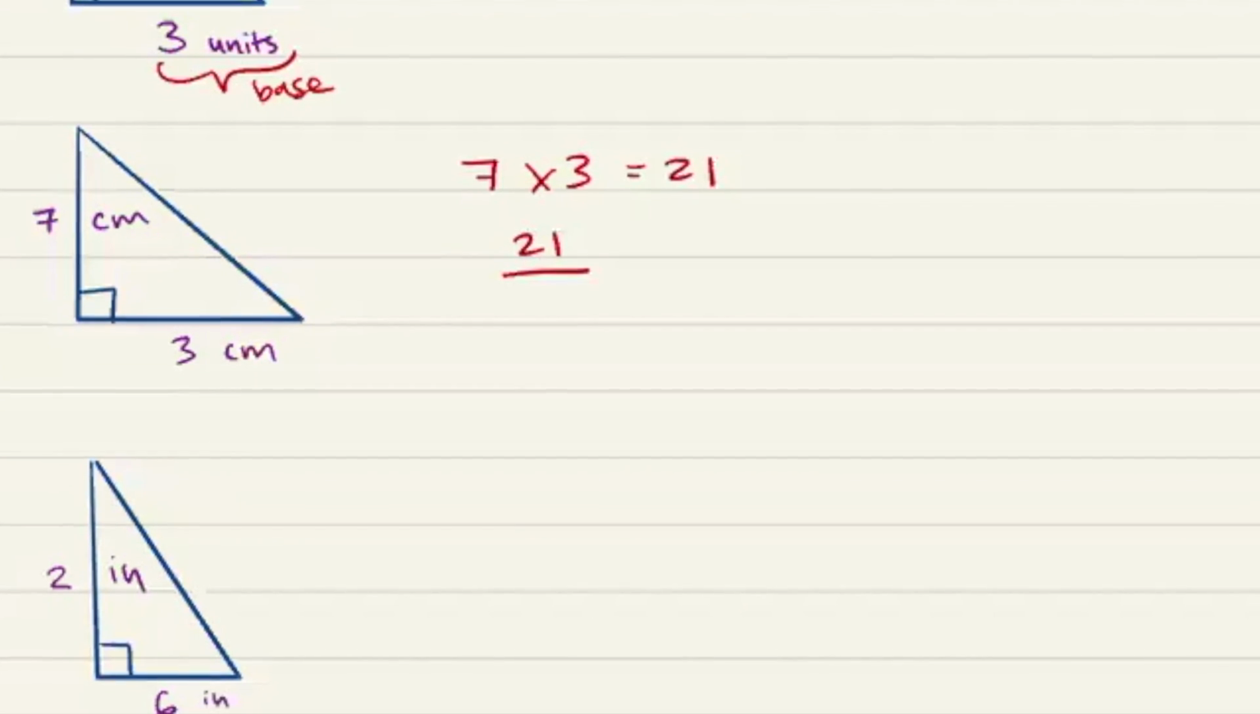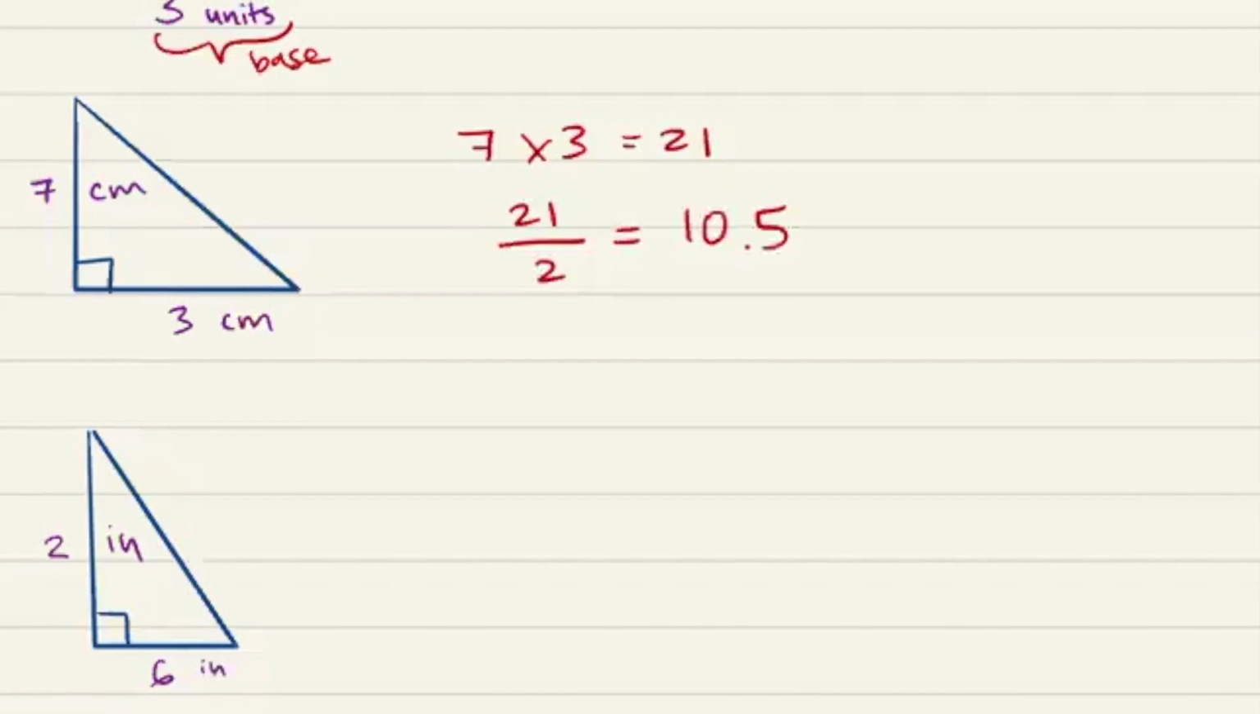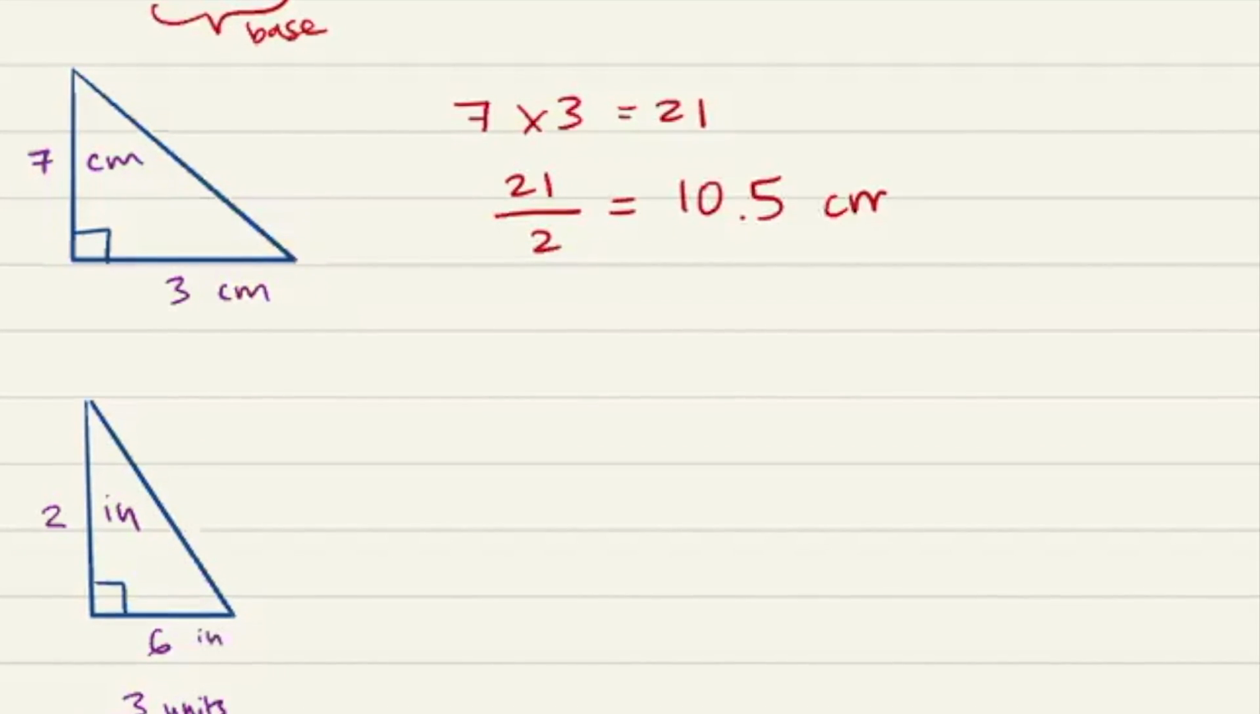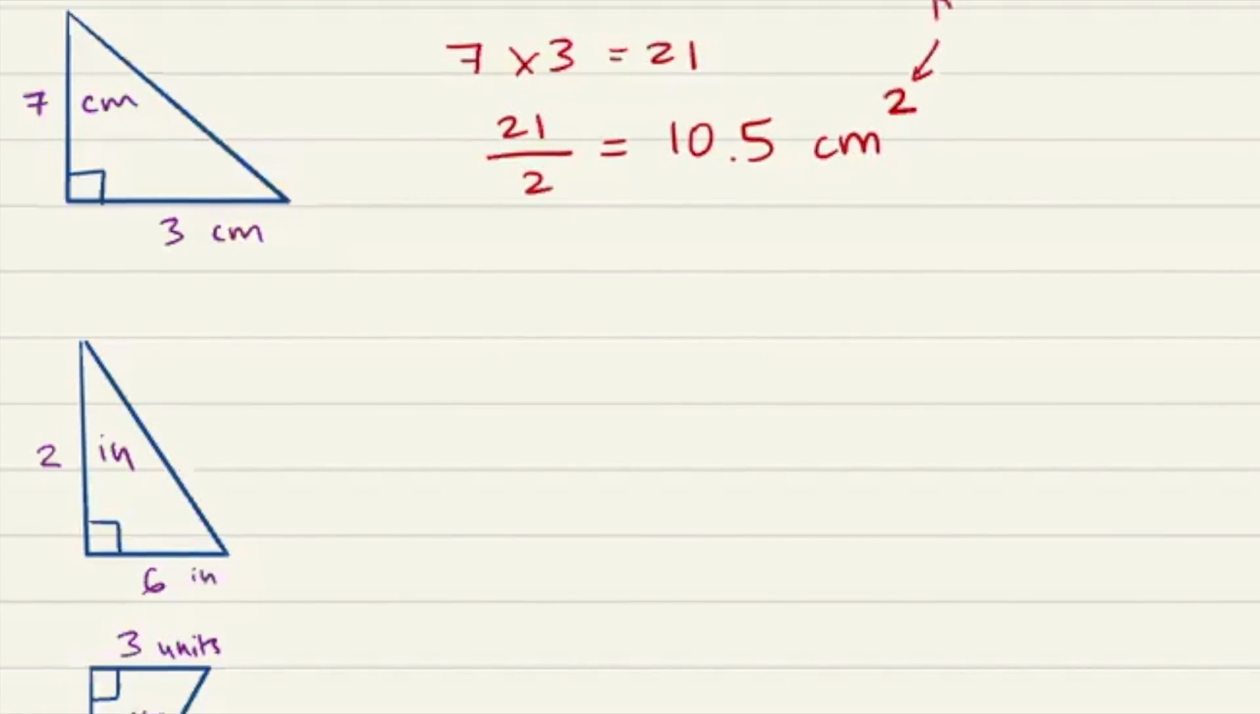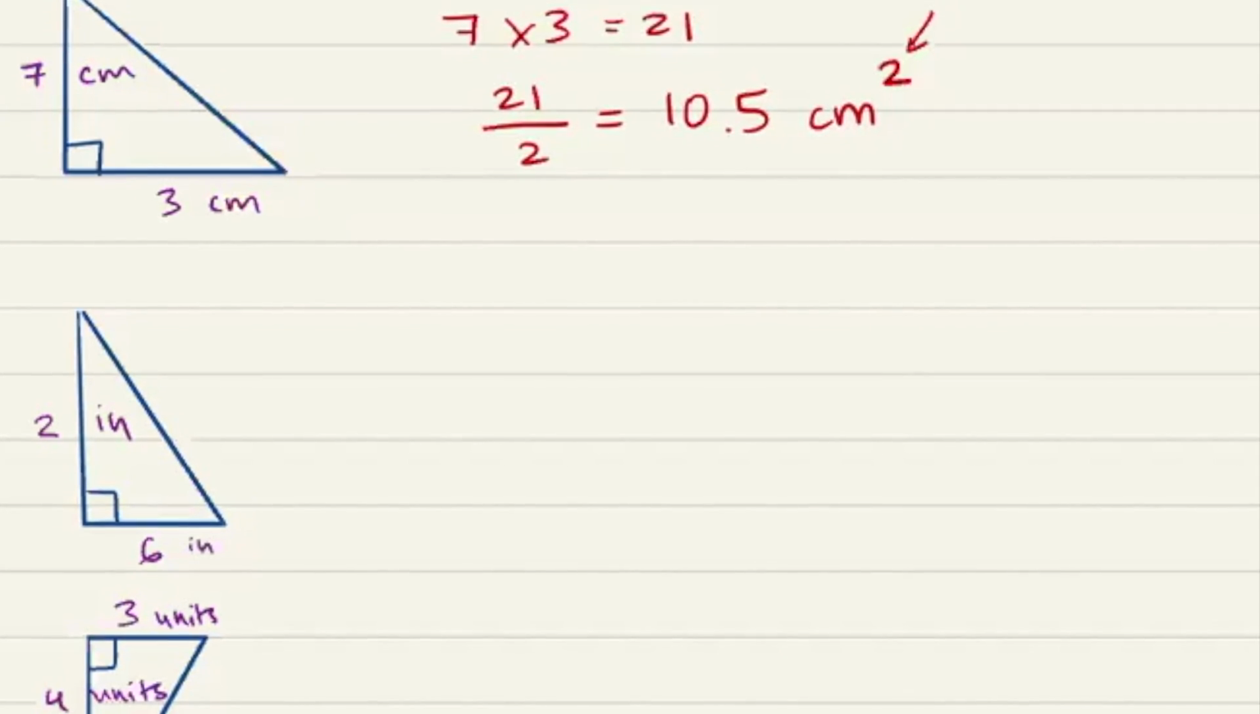Let's move on to the next question. Here we have a triangle with leg lengths of 3 centimeters and 7 centimeters. Multiplying together we get 21, and then dividing by 2, 21 over 2, or 10.5 centimeters squared.